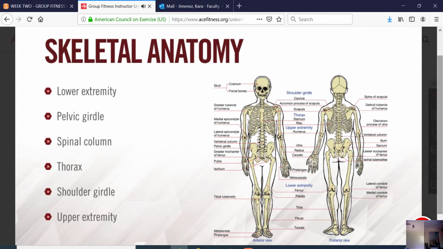The last region to look at is your upper extremity. We're looking at the humerus, the large bone in the arm from your shoulder down to your elbow joint. And then the bones at the bottom portion of the arm, your radius, which is the bone that aligns more towards your thumb, and your ulna, which aligns to the outside or the pinky finger.